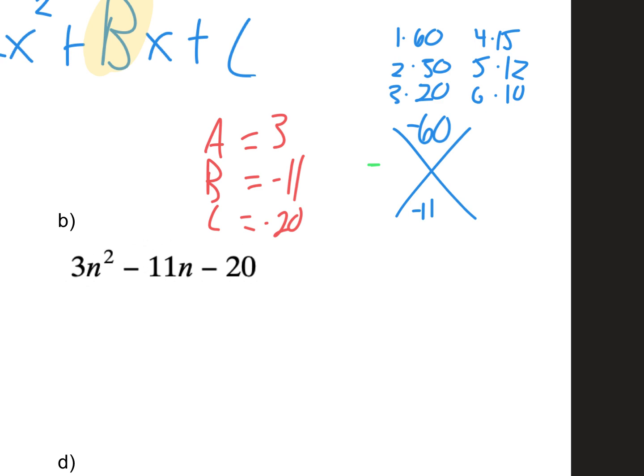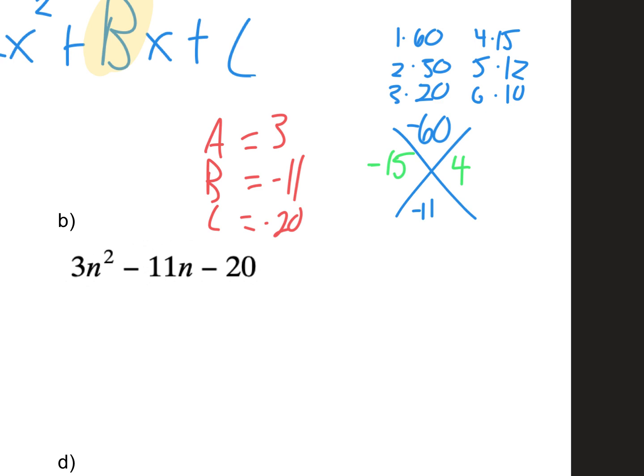Lots of factors. So if it's helpful, you can list out all the factors and then just do some guess and check. If you look, the two numbers that will add to negative 11 are going to be 15 and 4. And you want the 15 to be negative because the sum is negative. So if the sum is negative, the larger of the two factors has to be the negative number. So negative 15 plus 4 is negative 11. Negative 15 times 4 is negative 60. So we now have our factors.